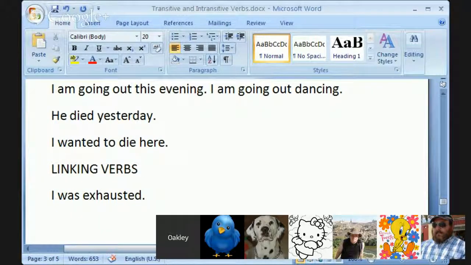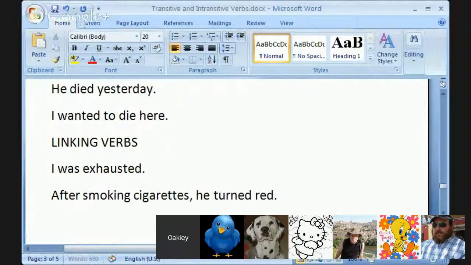Anastasia? After smoking cigarettes, he turned red. Okay, wait a minute. After smoking cigarettes, I need a comma. He turned red. Oh, I didn't consider turn as a linking verb, but here I suppose that it actually is. Yes, because it's an adjective. There's nothing else behind it but an adjective.